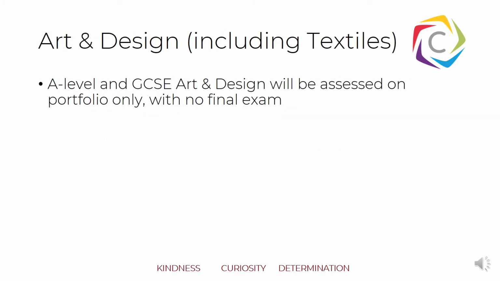For art and design qualifications, that's GCSE and A-level art and design, and this includes art and design textiles, these qualifications will be assessed on portfolio only with no final exam. So this will be about creating the portfolio and ensuring that that is up to the best possible standard to get the best possible grade. There will not be the usual 5 or 10 hour examination at the end of the year.